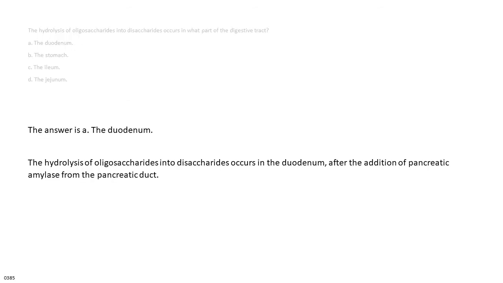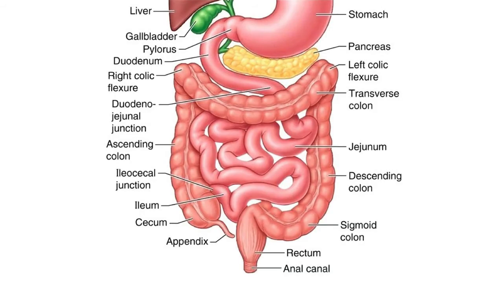The answer is A. The duodenum. The hydrolysis of oligosaccharides into disaccharides occurs in the duodenum, after the addition of pancreatic amylase from the pancreatic duct.